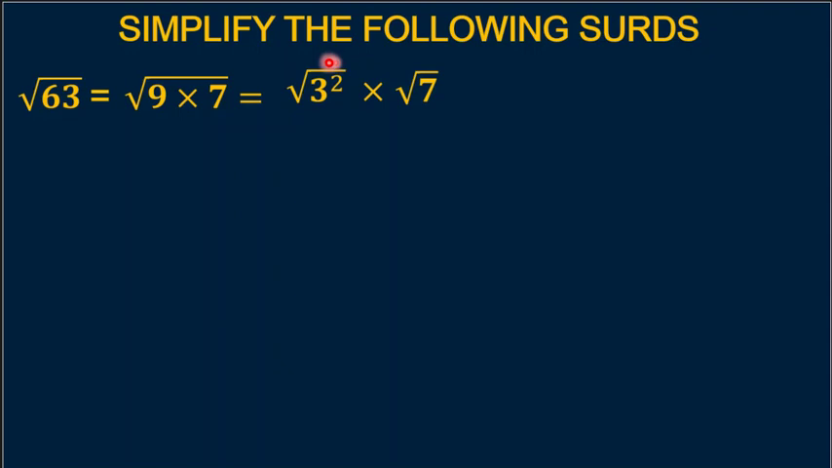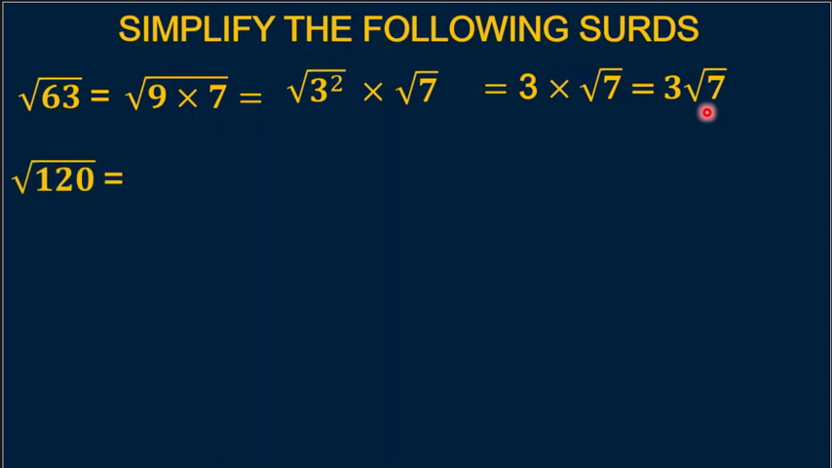Now we know a square root of any number squared becomes the number itself, because we learned the square root is a power of half. So half times 2 becomes just 1. And so all of this becomes 3 to the power 1, which is basically 3. And so we have 3 times root 7, and then eventually 3 root 7.